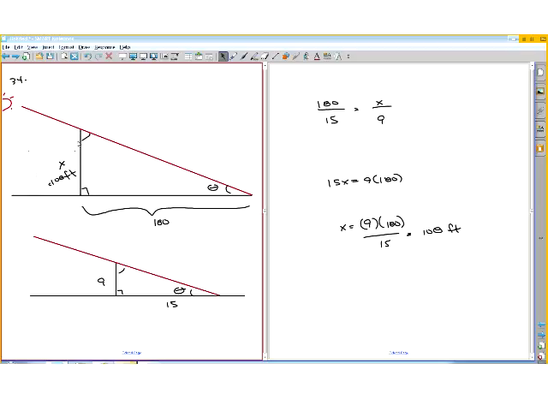Okay, now see, to get to the top of the tower it'd be hard to measure that. But on the ground you could pace that out, or you could use a tape measure. Here we probably could measure that as well.